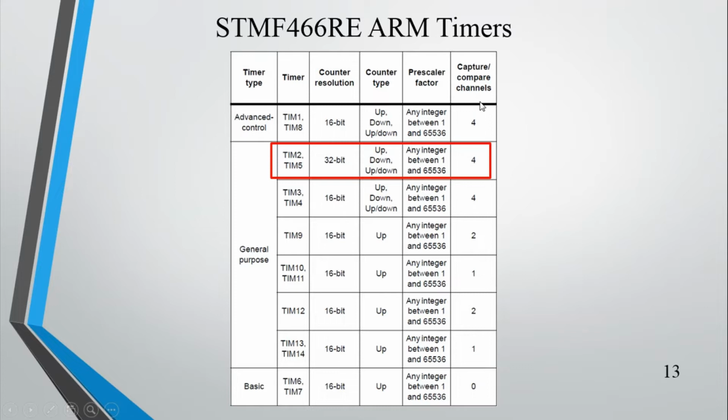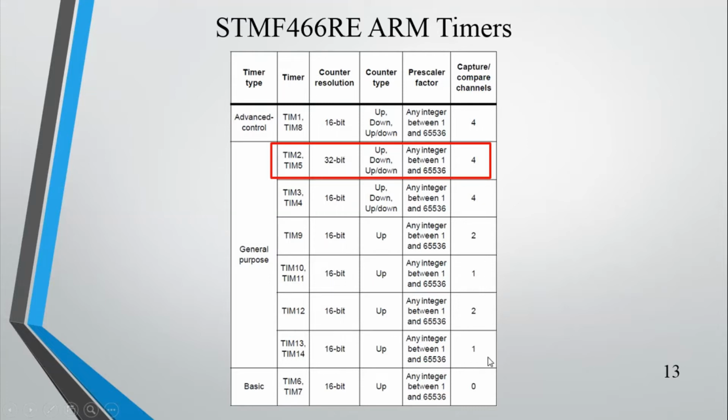Then these are the number of capture compare channels for each of the timers. So capture and compare, I think last class I have told, capture mode of operation of timer, you can consider it something similar to stopwatch. Compare mode of operation you can consider similar to alarm clock. So these many channels are available in each of the timers.